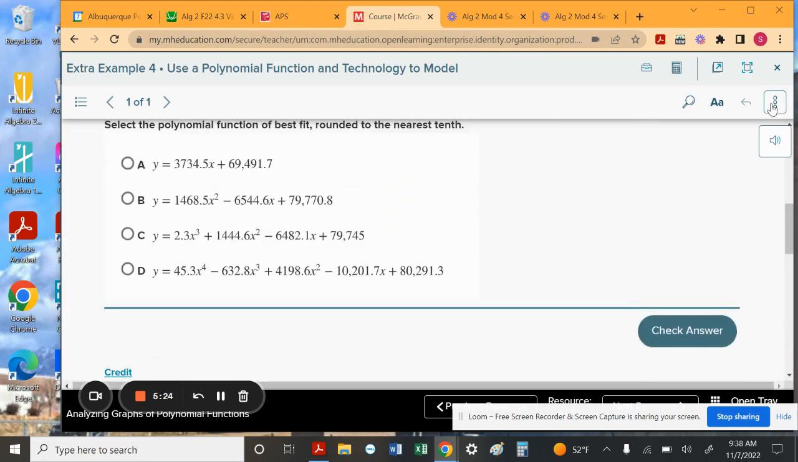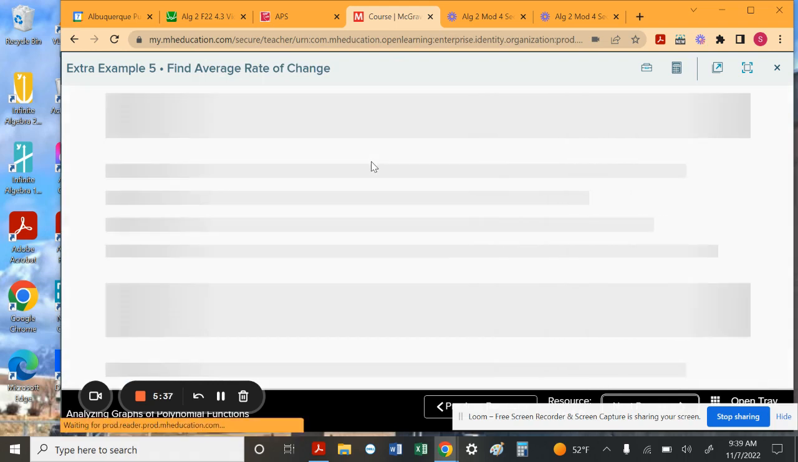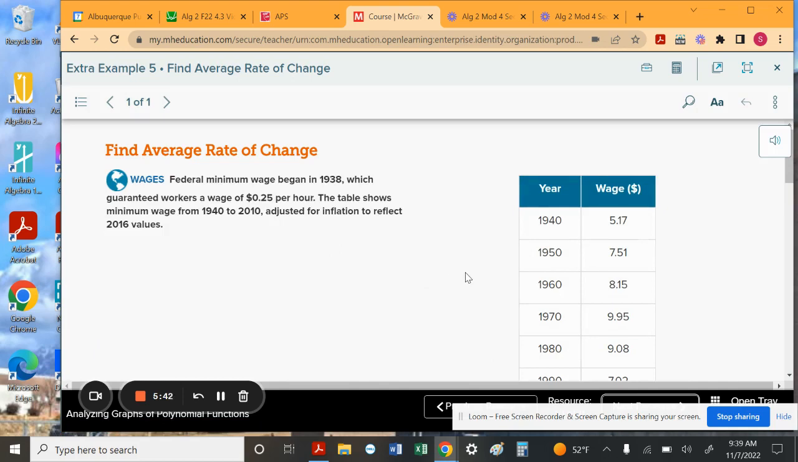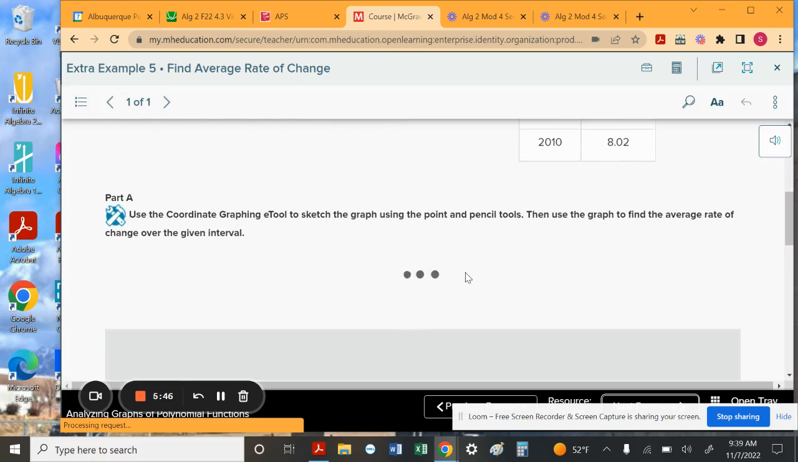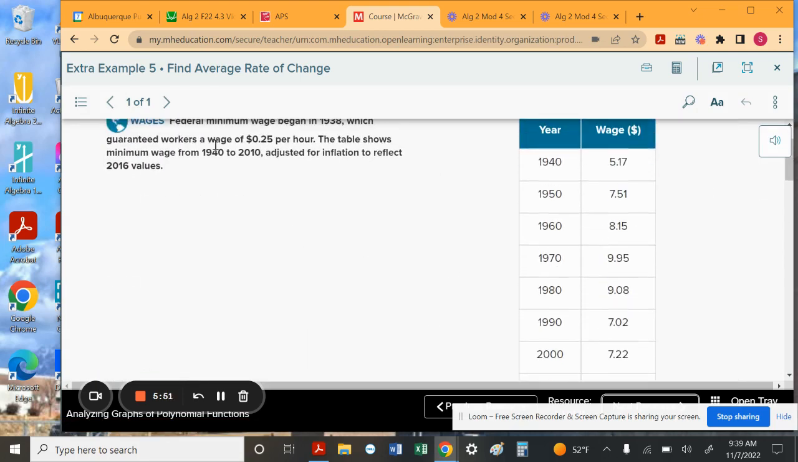So let me reset all the activities just in case and move on to the next resource. Okay, average rate of change is a little bit easier. I can figure out the average rate of change when I'm looking at a particular function. So I have all these numbers here, and I'm trying to figure it out. In this particular case, it wants to know between 1940 and 2000. So the table shows the minimum wage adjusted for inflation.